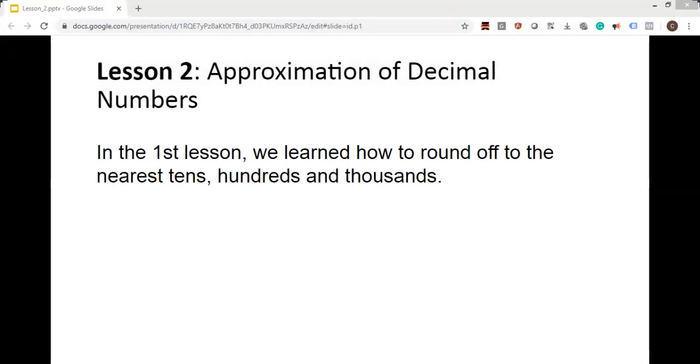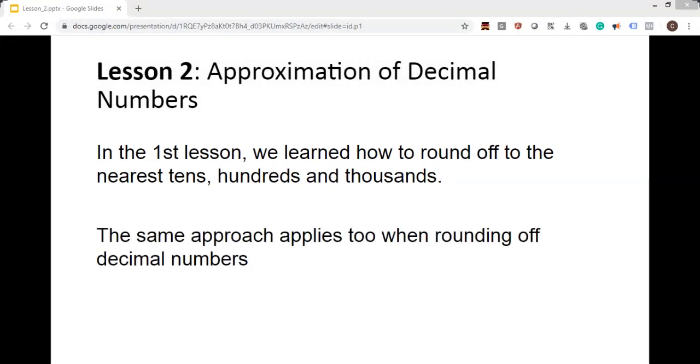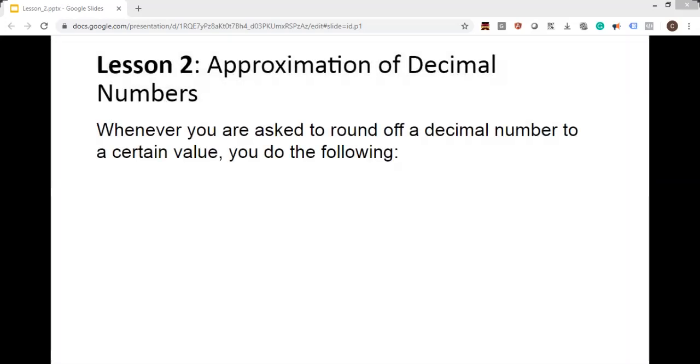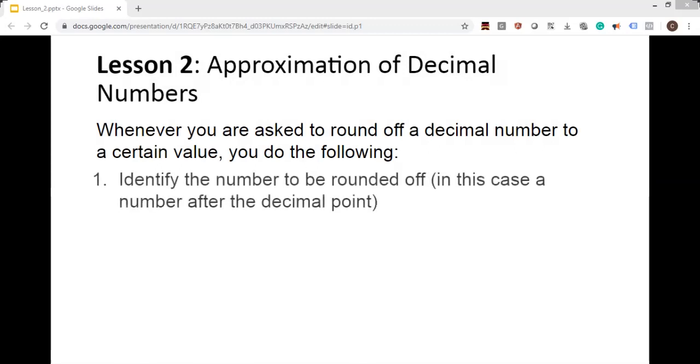In the first lesson, we learned how to round off to the nearest tens, hundreds, and thousands. The same approach applies when rounding off decimal numbers. Whenever you are asked to round off a decimal number to a certain value, you do the following. First, identify the number to be rounded off. In this case, a number after the decimal point.